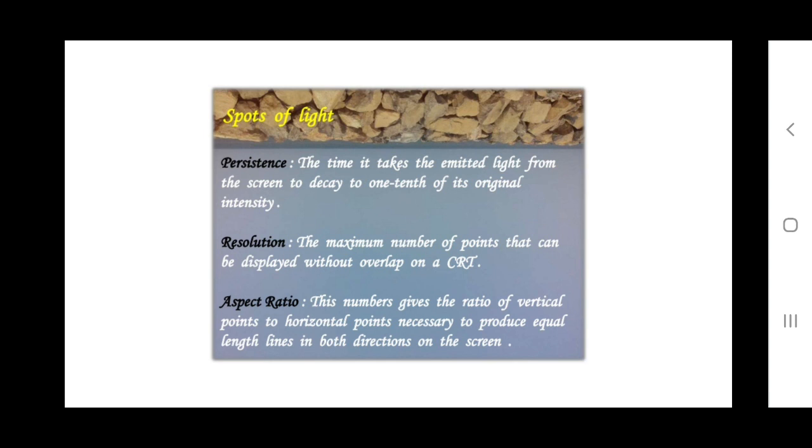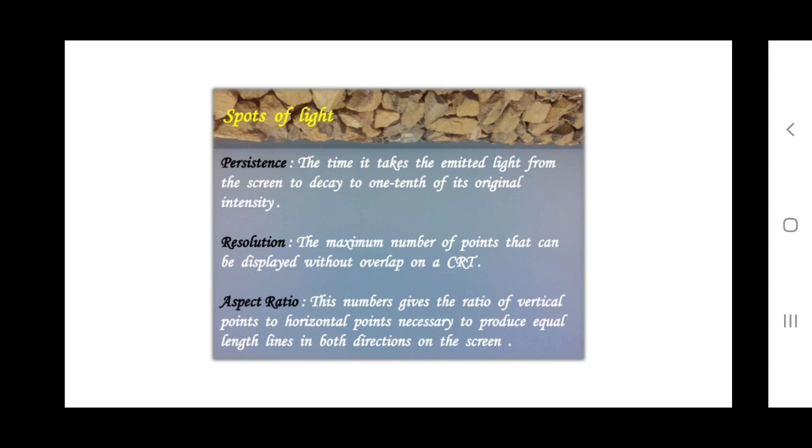And now coming to the spot of light. To know about the spots of light, we need to know about three things. The first one is persistence, and then resolution and aspect ratio. What is meant by persistence? It is the time it takes the emitted light from the screen to decay to 1/10 of its original intensity. That is called persistence: the time taken for the screen to decay to 1/10 of its original intensity.